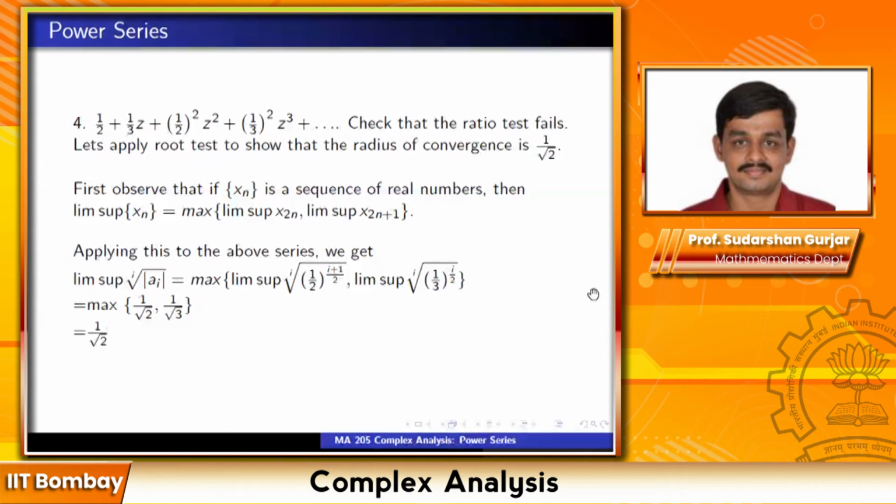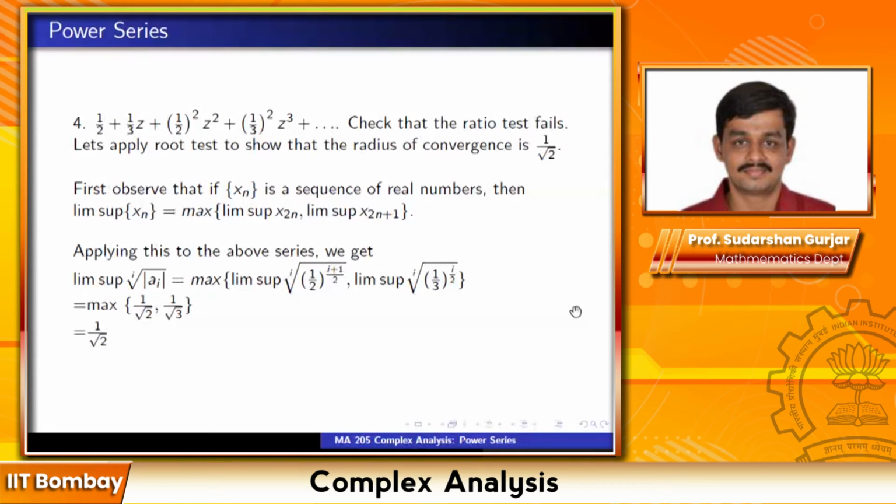Now I'll leave one little checking to you. Check that in this case the ratio test fails. It's a matter of computing limits. All of you can do it very well. Check that the ratio test fails. And let's apply the root test to show that the radius of convergence is 1 by root 2.